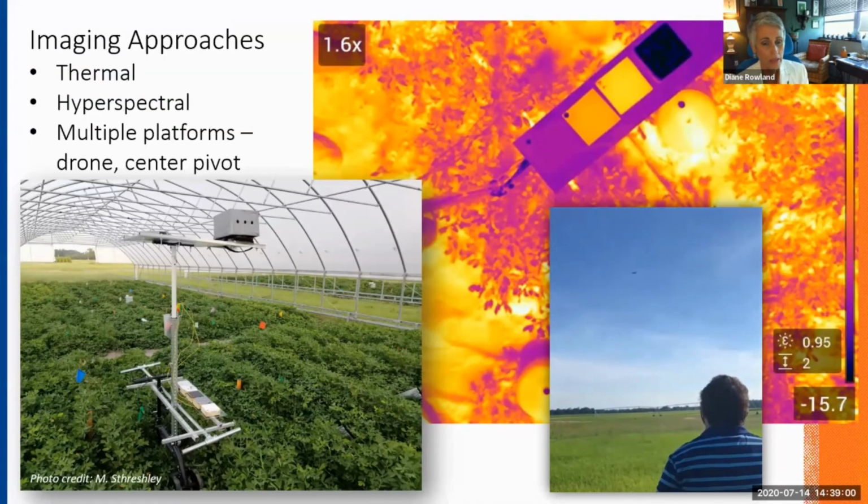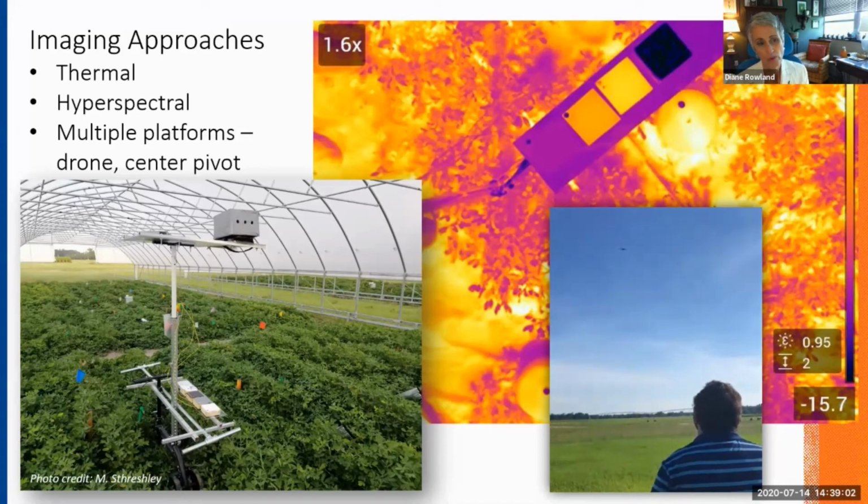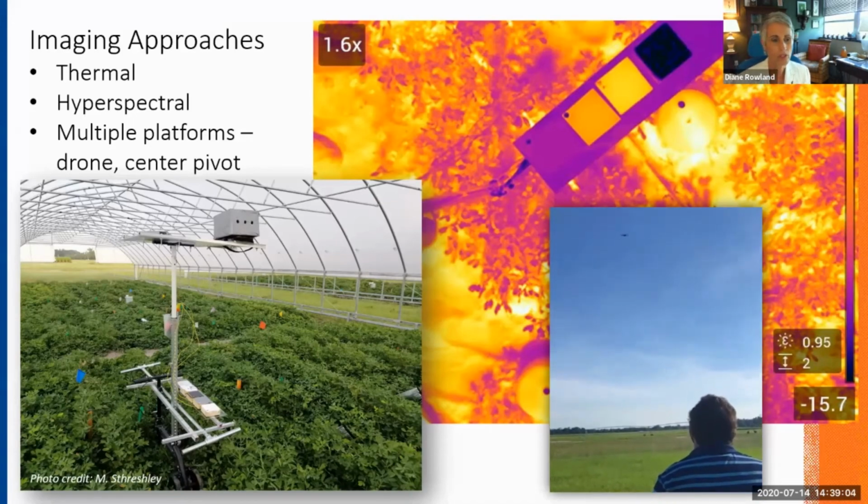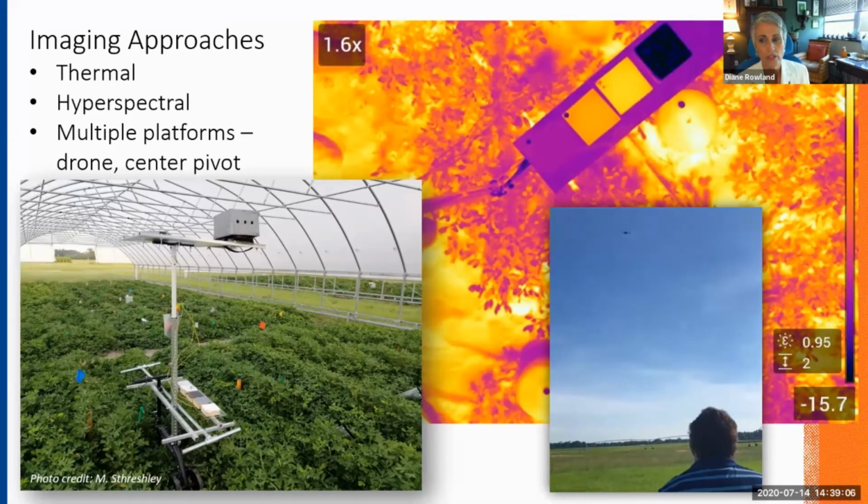We again took imaging approaches, in this case both thermal and hyperspectral images of the crop itself. So here are some pictures of the thermal images, and this is on a stationary platform, basically kind of emulating the possibility of attaching a thermal camera to a tractor or a piece of equipment, or even to a center pivot. And then we also use drone platforms, in this case for our hyperspectral imaging, where we could take images at the field level as a whole.